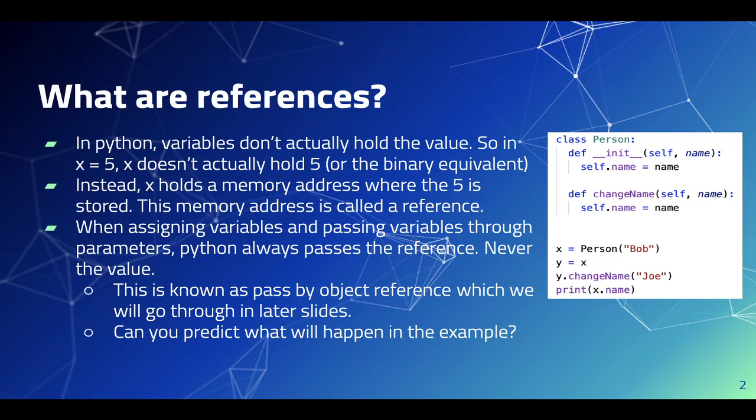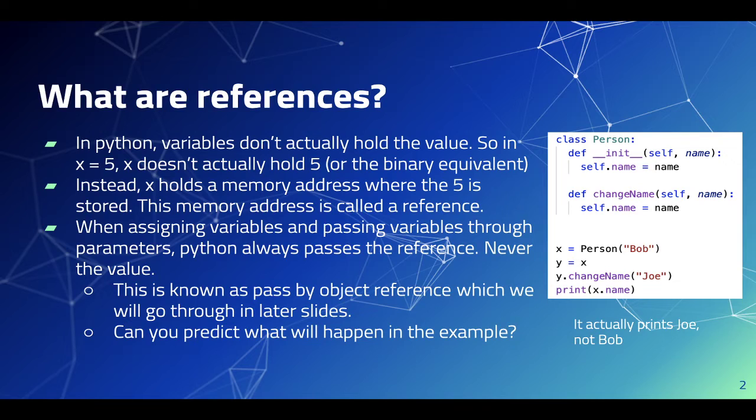So just looking at this, you might think that x is equal to a person, and y is also equal to a person. We changed y to Joe, but x has never changed, right? So x should still be equal to Bob, so x.name should be Bob. Well, that's not the case. It actually prints Joe. So why does it print Joe?